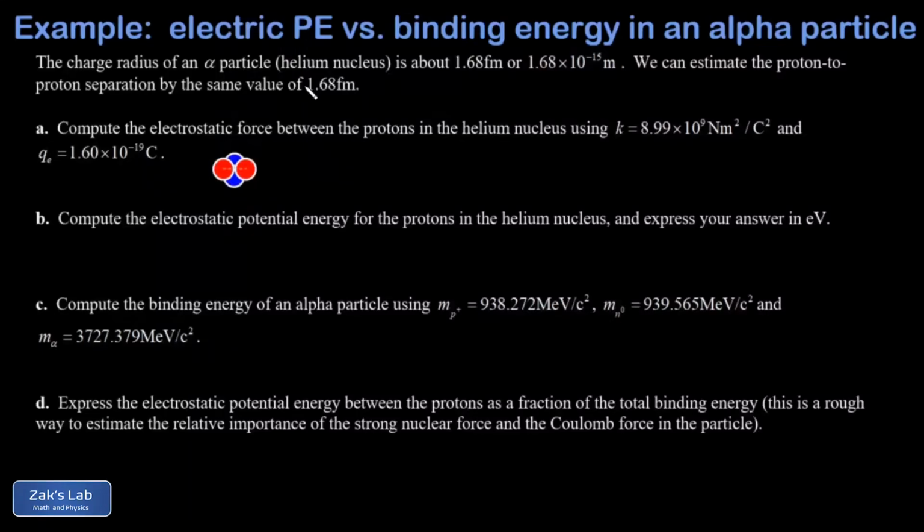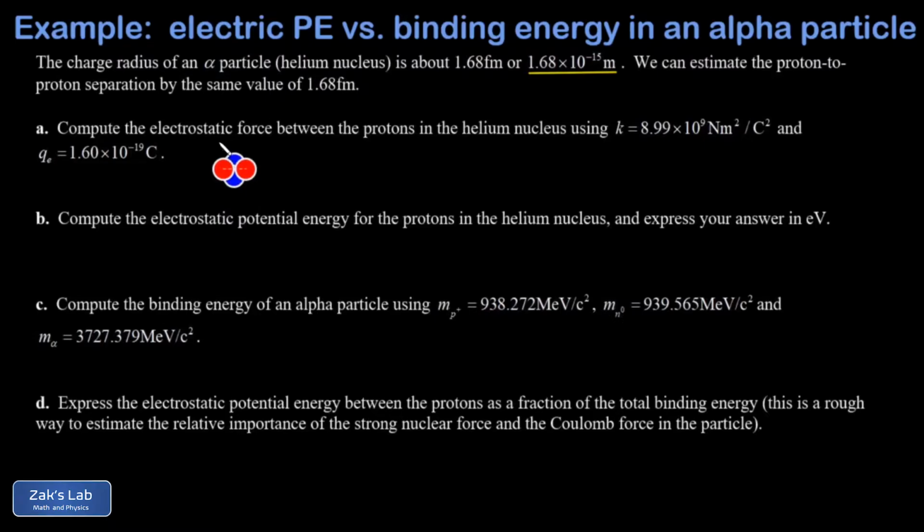In this video, we're getting into an alpha particle, in other words, a helium nucleus, and we're looking at forces and energies that are going on within the nucleus. And we start by saying the charge radius of the alpha particle is given by 1.68 femtometers, and there's just a quick reminder, femto means 10 to the negative 15. And then we're told the proton-to-proton separation should be that same value of 1.68 femtometers.